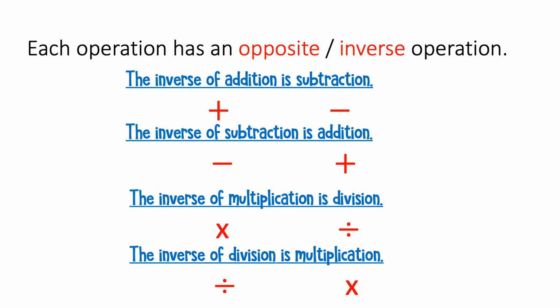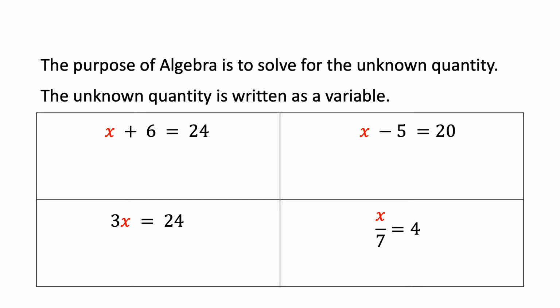Multiplication and division are also opposite or inverse operations. These four examples can be used to show how we can solve one-step equations. In the top two equations, x has a constant next to it. So to remove a constant, we use addition or subtraction.